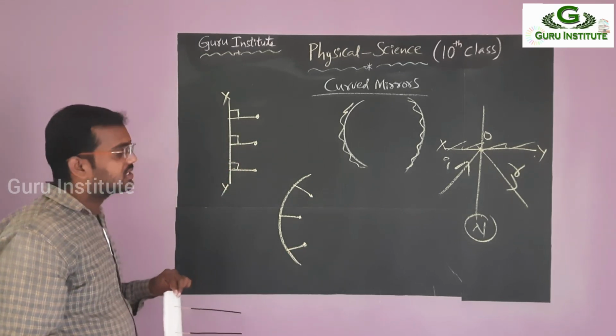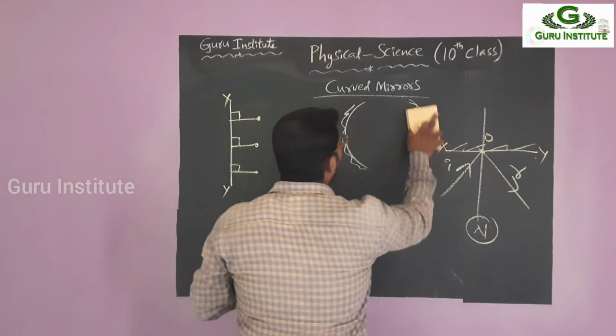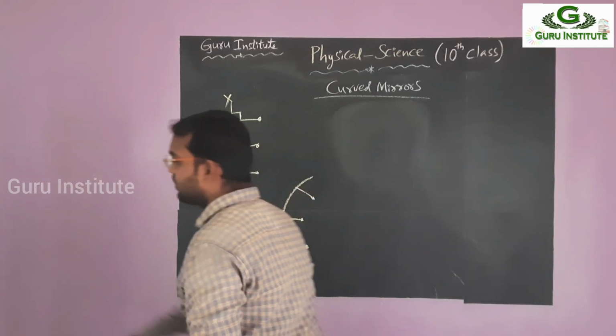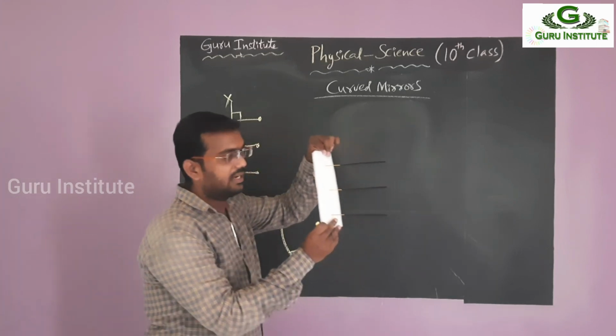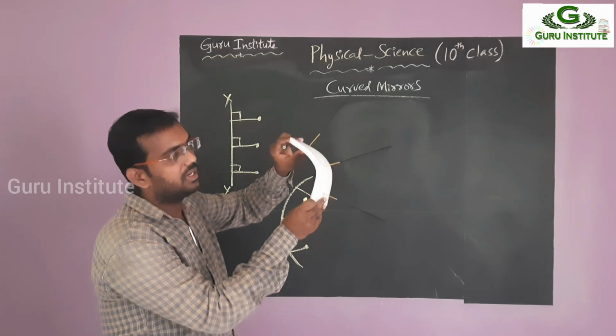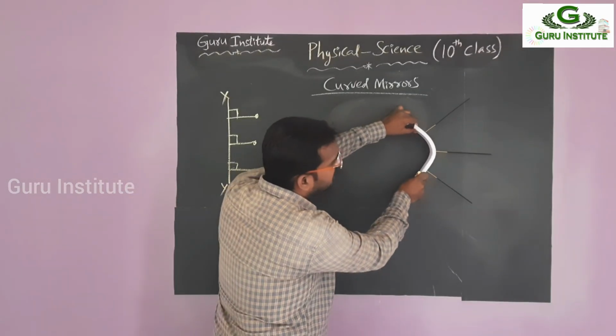Alright. Next, coming to the second case, that is the convex mirror. How will that be? We have to see now. So this is the plane, this is the concave. Now coming to the convex, see how they look. Just draw like this.